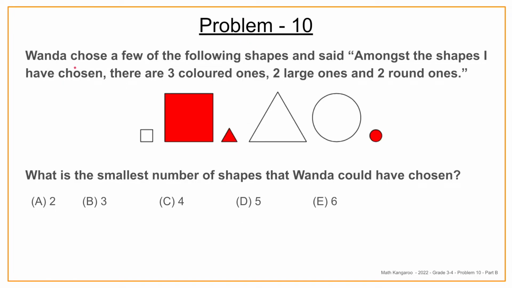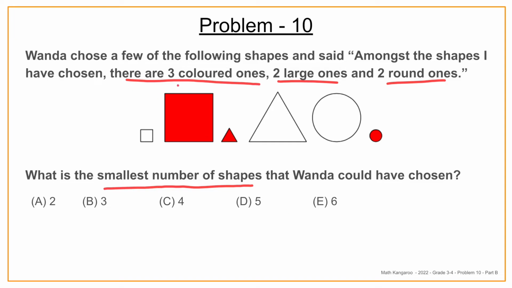Problem 10. Vanda chose a few of the following shapes and said, among the shapes I have chosen, there are 3 colored ones, 2 large ones, and 2 round ones. What is the smallest number of shapes that Vanda could have chosen? These are our options. Alright, let's help Vanda choose her shapes step by step.